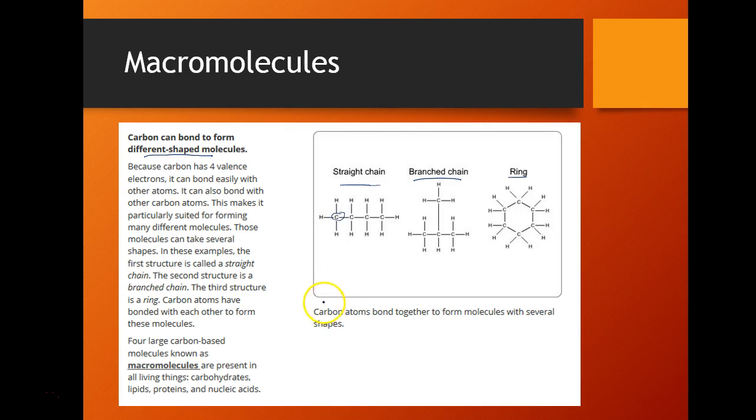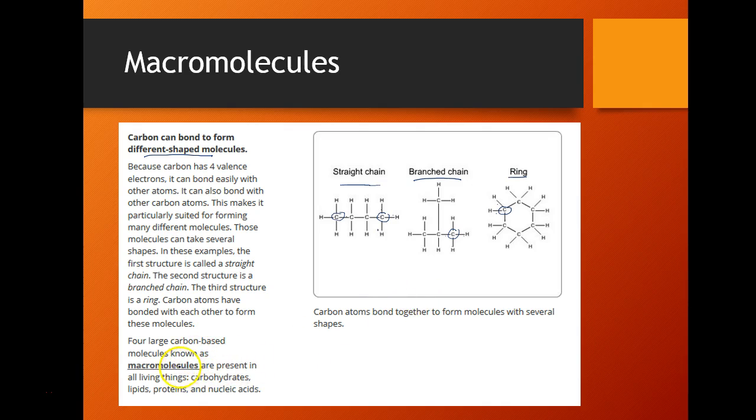But what you see in all of these examples is that each carbon atom has 4 bonds, because remember it has those 4 valence electrons, so it has the ability to make 4 bonds with other atoms. So we see here 1, 2, 3, 4. This one, 1, 2, 3, 4. This one, 1, 2, 3, 4. Or even this one, 1, 2, 3, 4. All of the carbon atoms shown here have 4 bonds in order to be stable.